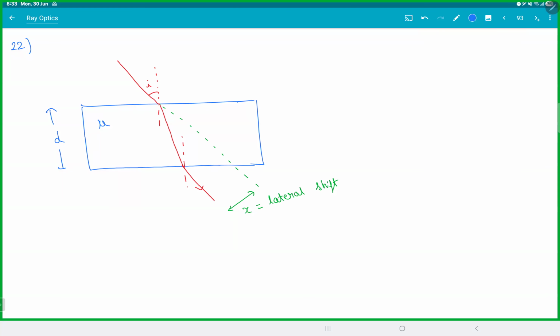Find the angle of deviation and the lateral shift. If you send a light ray onto a slab, find the angle of deviation and the lateral shift. The lateral shift is simply that the light ray, instead of going here, is going from here. So this is the perpendicular distance.